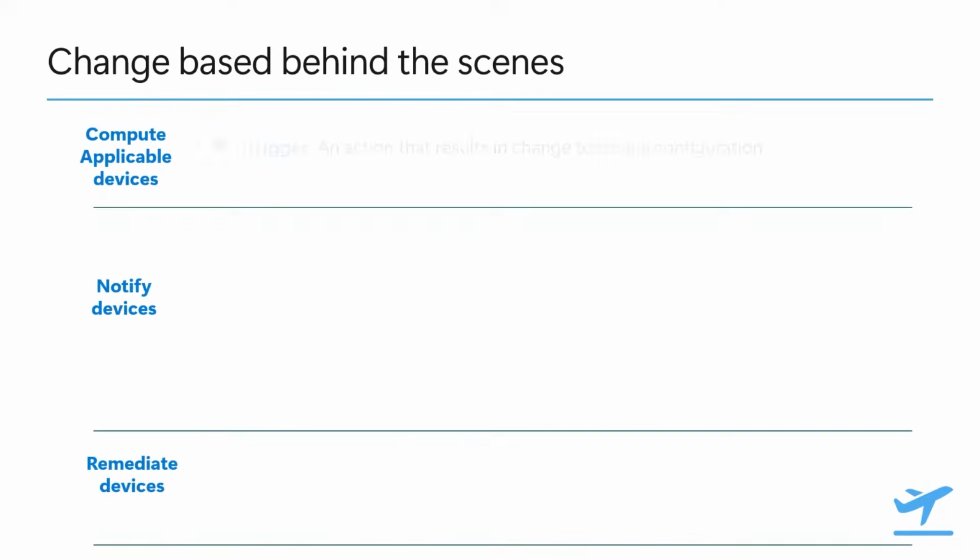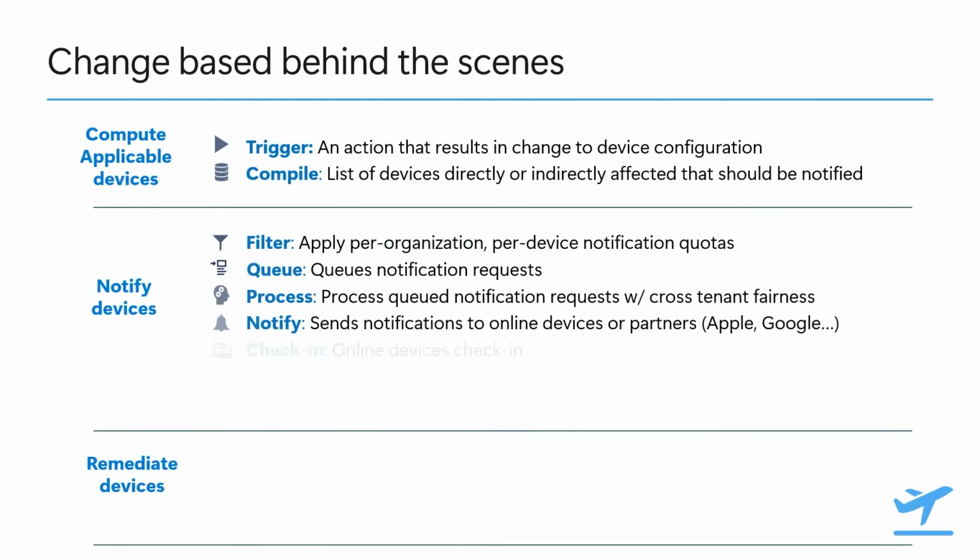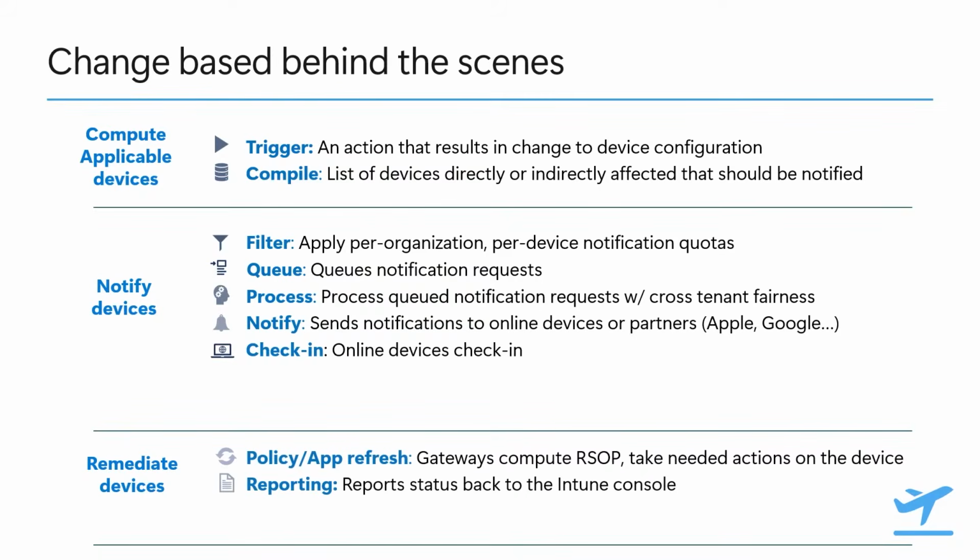A change happens, and that triggers Intune to compile the list of affected devices. Next, Intune notifies those devices. During that process, we make sure that there is fairness across all changes happening in your organization and across organizations to keep the experience fair and consistent for everyone. Then, devices check in, Intune applies changes, and devices report status for admins to see.